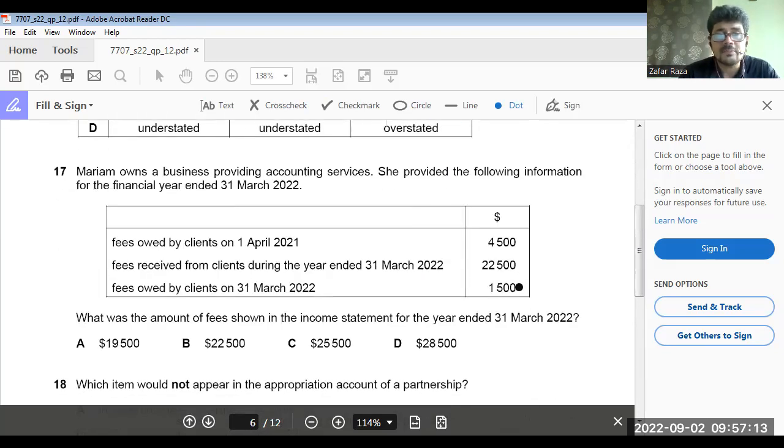17. Mariam owns a business providing accounting services. She provided the following information for the financial year 31st March 2024. Fees owed by clients on 1st April. Fees received during the year 20,000. Fees owed by clients on 31st March. Very easy. Fees received during the year 22,500 plus 1,500 plus 2,500.